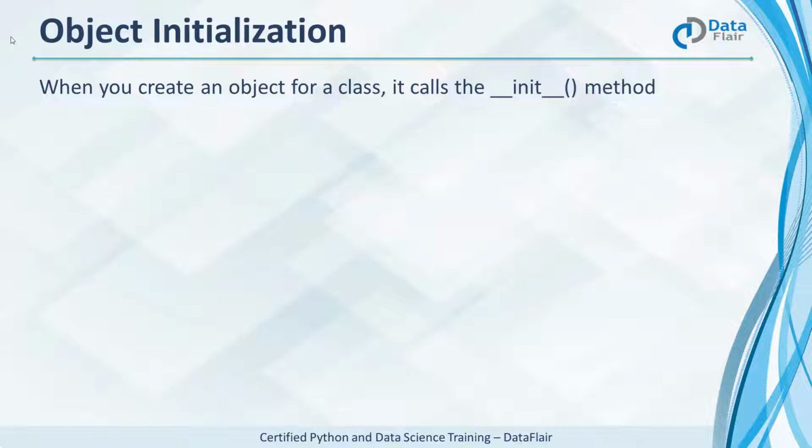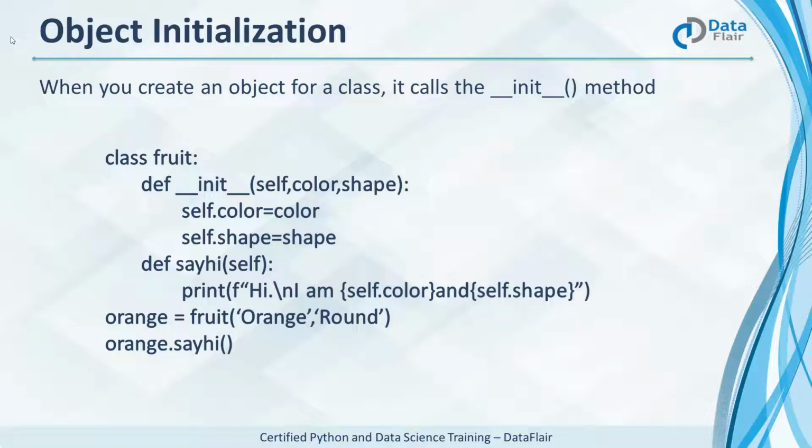To initialize objects, a language like C++ or Java has constructors. Python has the Init magic method. Whenever you create an object for a class, it calls up this method. Fruit is a class. For this, Init initializes the attributes color and shape from the values it gets when creating an object.